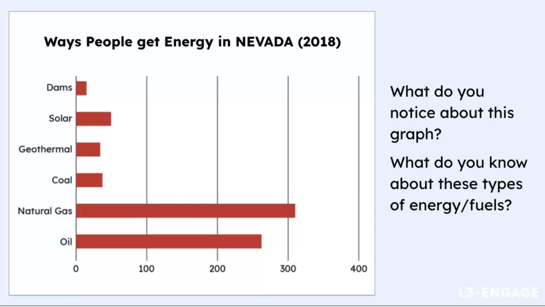You'll then project the Ways People Get Energy in Nevada graph. You'll use the graph as an opportunity to assess prior knowledge by asking questions about what students notice about the graph and what they know about these types of energy or fuels.